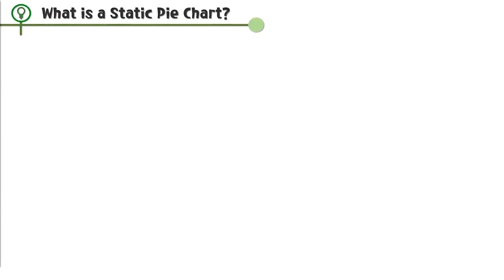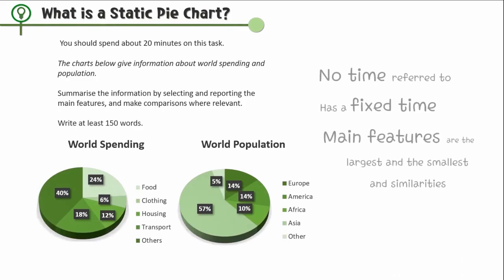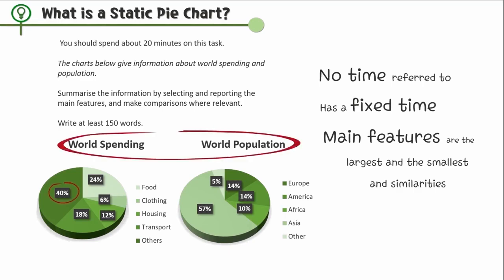What is a static pie graph? This is a graph with no time referred to, has a fixed time, and the main features are the largest and the smallest, and similarities. For pie graph, well, it is called a pie because it simply is shaped like a pie and is divided into slices. Additionally, in the official test, it is never given in isolation. It is 2 or more charts. For this example, you notice that the 2 graphs are describing different information and there is no time given. So these are examples of static pie charts.